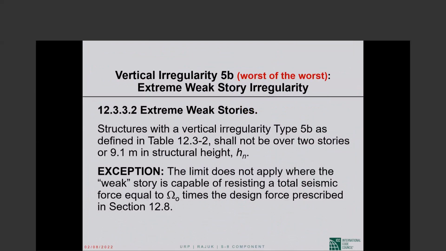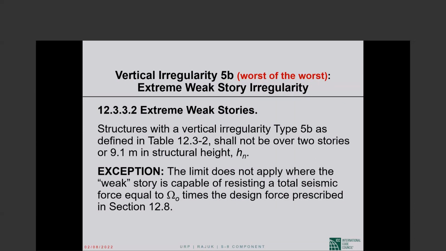There is a bit of an exception. So vertical type B, structures with vertical irregularity type 5B as defined shall not be over 2 stories or 9.1 meters in structural height. Okay, so it is not that you cannot build it taller than 2 stories or 30 feet. But there is an exception to that.